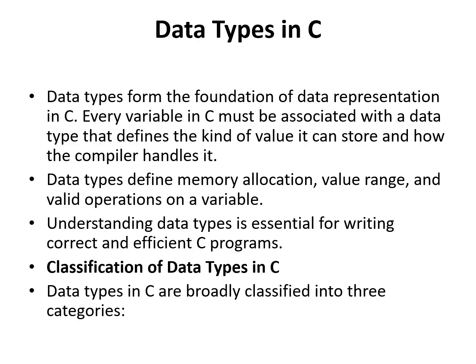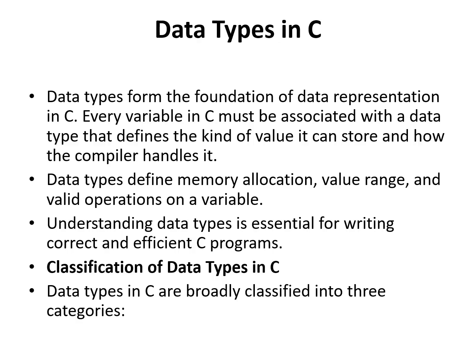Every main function declares a data type and a variable name, which describes the variable's values. That means every variable in C must be associated with a data type that defines the kind of value it can store and how the compiler handles it. The data type defines memory allocation, value range, and valid operations on a variable.